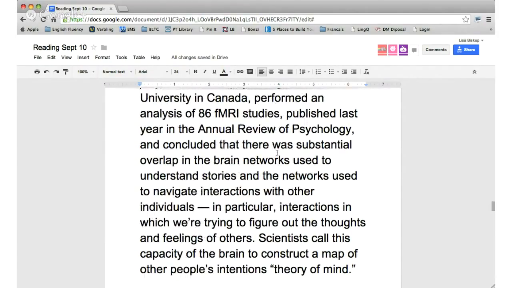So basically what they're saying is that they came to the conclusion, the result of the study was that there was substantial overlap.